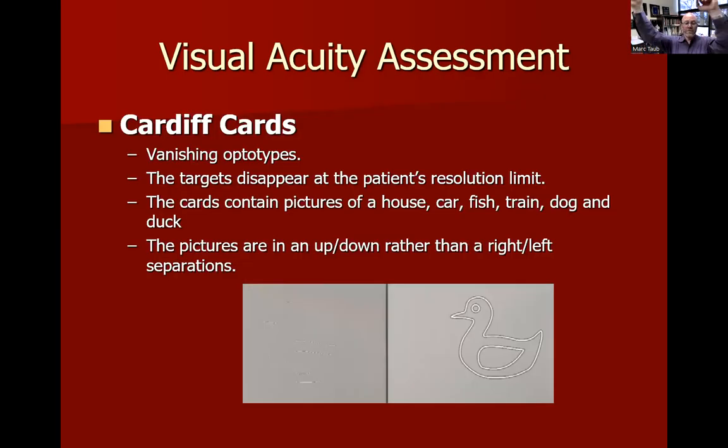We also have the Cardiff cards. The Cardiff cards is a vertically oriented forced choice looking test. It's based off of not grating, but vanishing optotypes, which you can see in the 2 pictures there. Obviously, the one on the left is going to be harder for the patient to see, and hence a lower visual acuity. Here we've got shapes and pictures that are very familiar to the patients. The house, the car, of course, we've got the duck here.